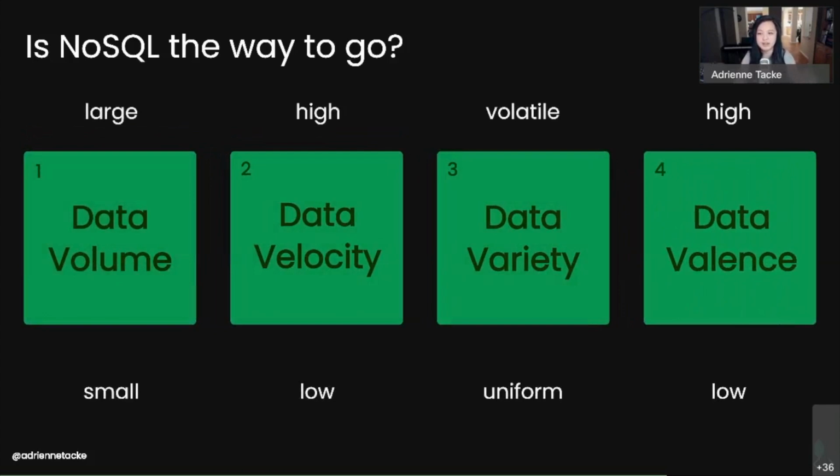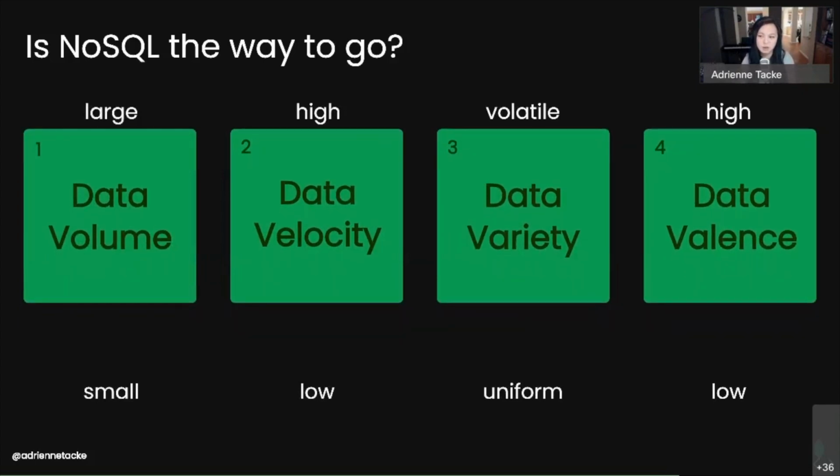So, is NoSQL the way to go? Again, if you are on that top spectrum there, if you have large data volume, if you have a high velocity of data, meaning you have a lot of writes, the data points that you're storing change often, as well as your schema, your data model changes often. Maybe you're adding fields left and right, taking them out.